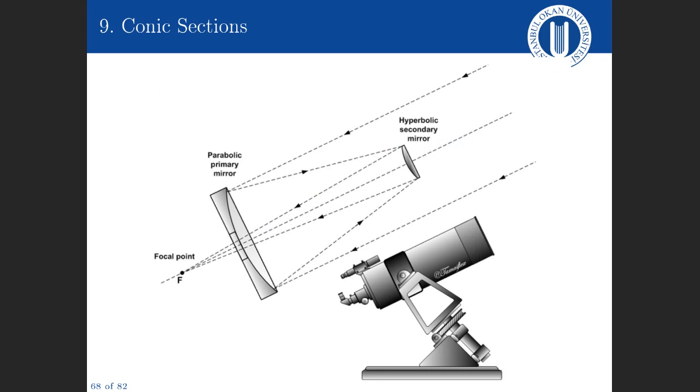This could be useful in, for example, a telescope. This is a very simple telescope. This telescope just has two mirrors. On the left, we have a parabolic mirror. On the right, a hyperbolic mirror. The light comes into the telescope in straight lines. It shines onto the parabolic mirror, and then the parabolic mirror reflects the light towards the focus of the parabolic mirror.